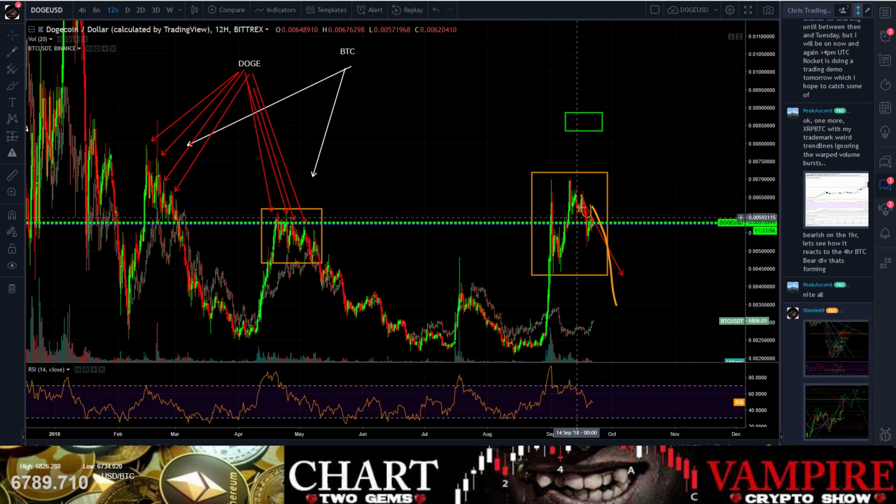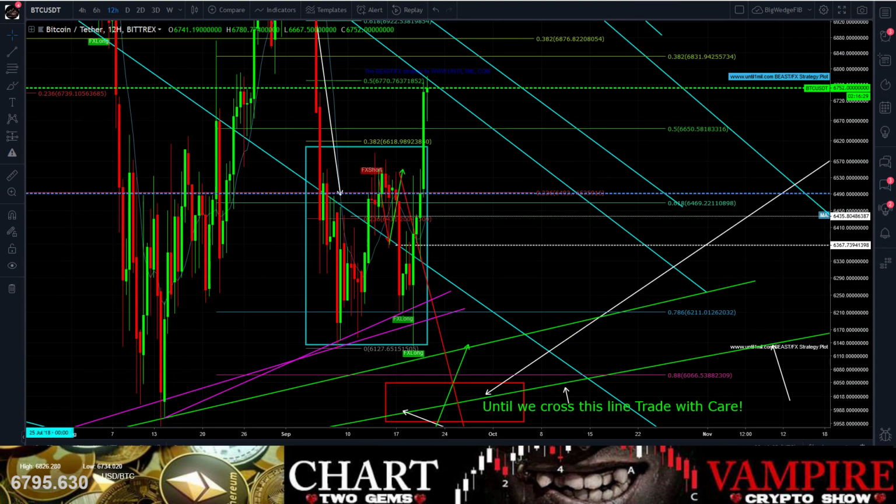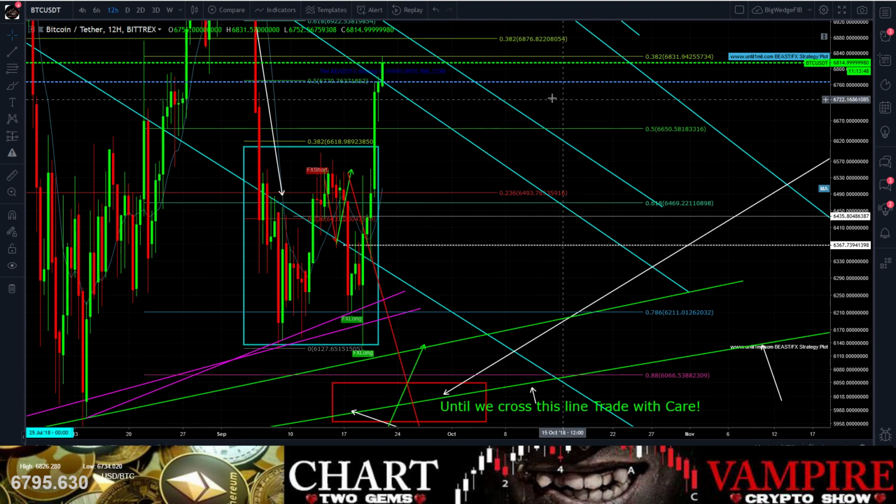Here you go. You got 1, 2, 3, trying to get that last one right there. Look at how weak Doggy is compared to the rest of the market. The rest of the market is taking off. Doggy is taking a dump.